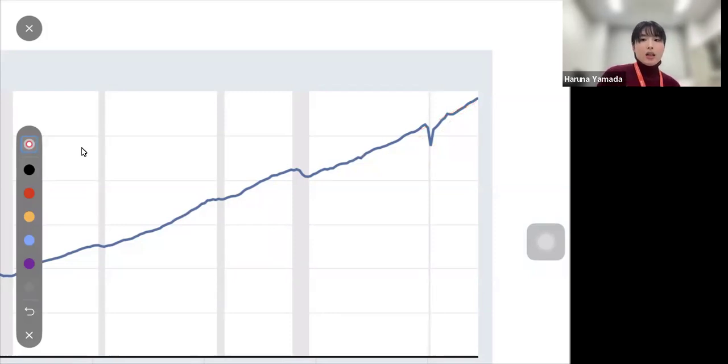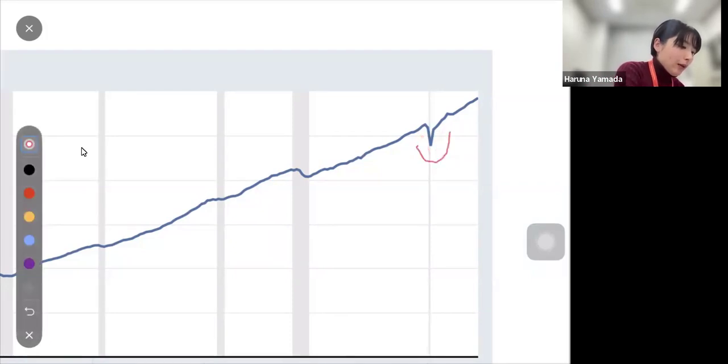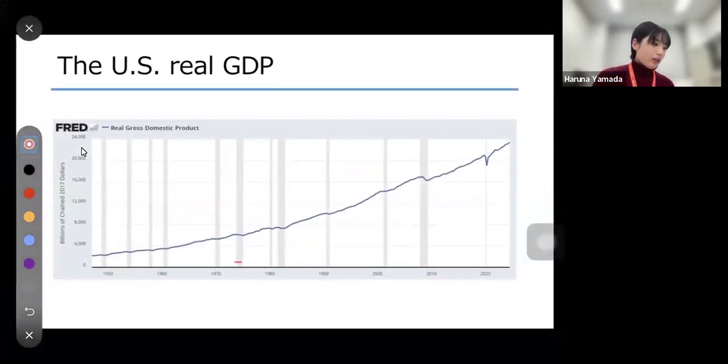So this is COVID-19. Such a recession like COVID-19 is a U-shaped recession. It's confusing because it seems to be a V, but this type of recession is called a U-shaped recession. And this global financial crisis is an L-shaped recession, and the COVID-19 crisis is a U-shaped recession. Okay, so this is the US real GDP.